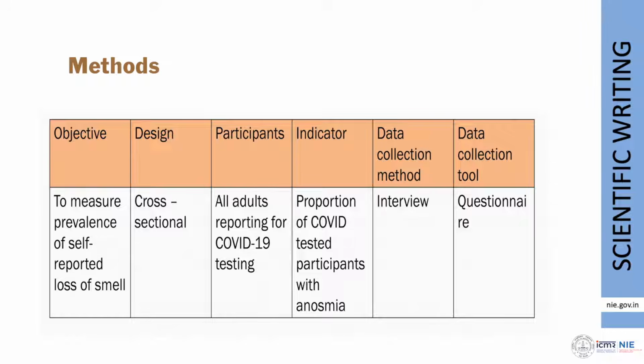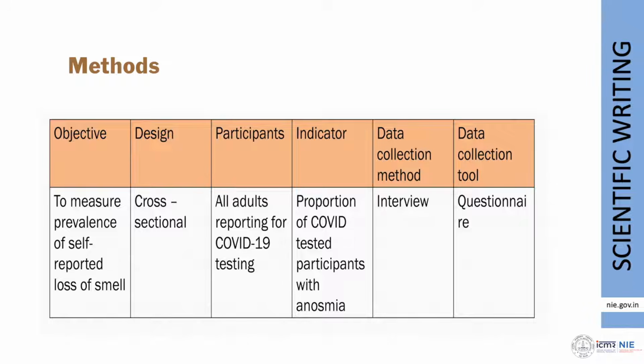So for example, I have written the first objective in this study that we're discussing, which was to measure prevalence of self-reported loss of smell among all adults reporting for COVID-19 testing in a testing center. So the design we've already discussed, we've used a cross-sectional study design here, and the indicator I'm reporting. So if you read in my objective section that I am going to be measuring the prevalence of self-reported loss of smell among people reporting for COVID testing, then you are going to be expecting that I will calculate the proportion of COVID tested participants with anosmia. Okay, so this would be the indicator.